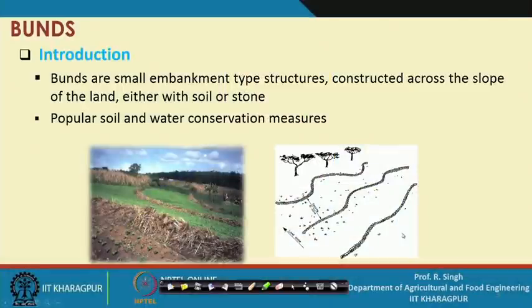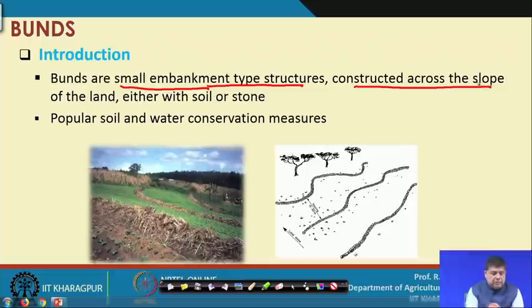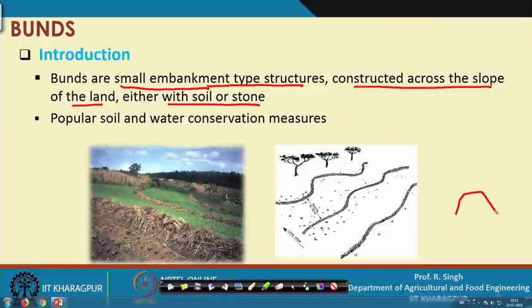To start with, bunds are basically small embankment type structures constructed across the slope of the land, either with soil or stone. So, they are small embankment type structures, that means simply a kind of embankment or dam, with some kind of cross section like this or whatever be the section, and they are constructed across the slope of the land.